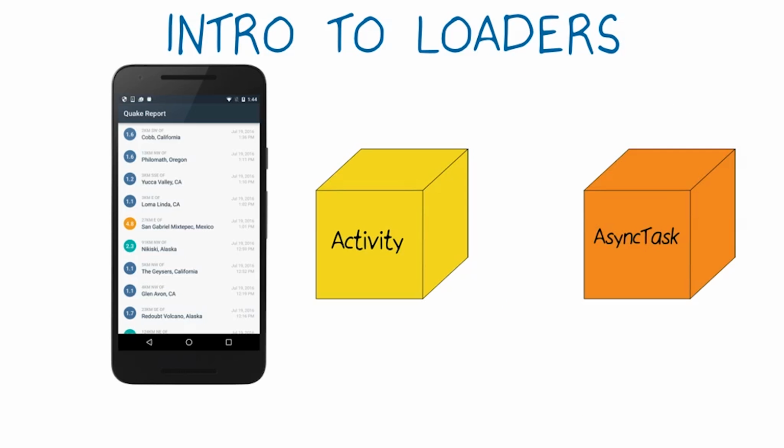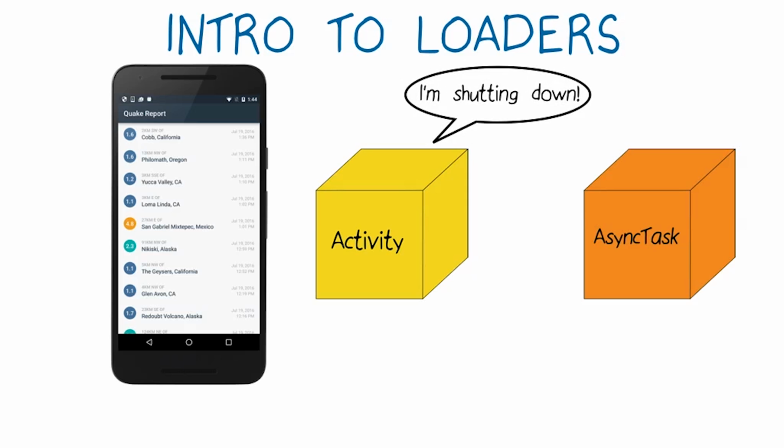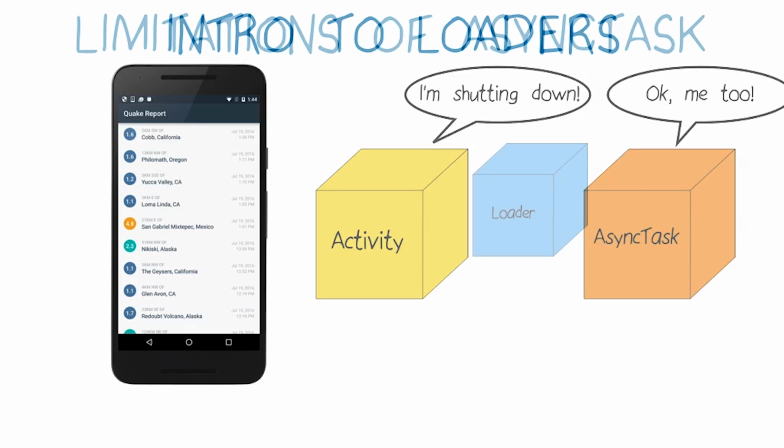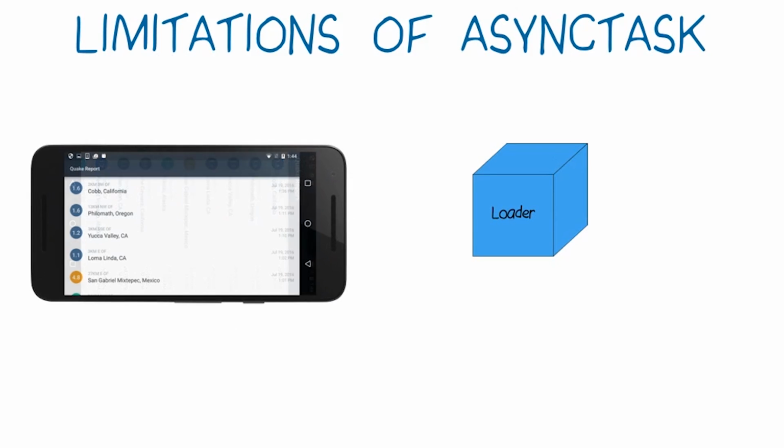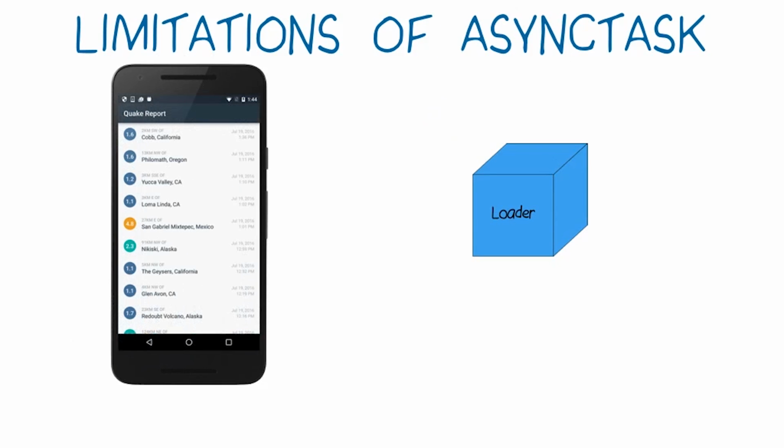Second, when an activity is shut down, it'll automatically tell all of its loaders to quit what they're doing since the data won't be used. Finally, loaders persist across activity configuration changes, like rotations. So if we kick off a loader to go fetch data and the phone's rotated, the loader will automatically return its data to the new activity when it's done.